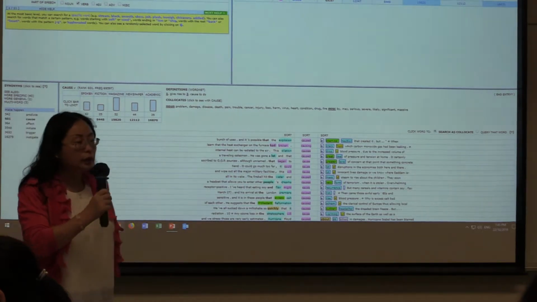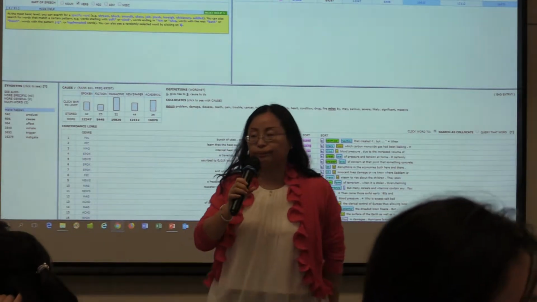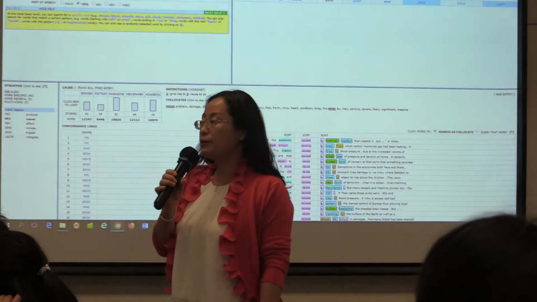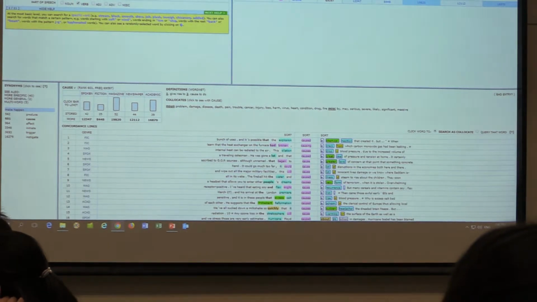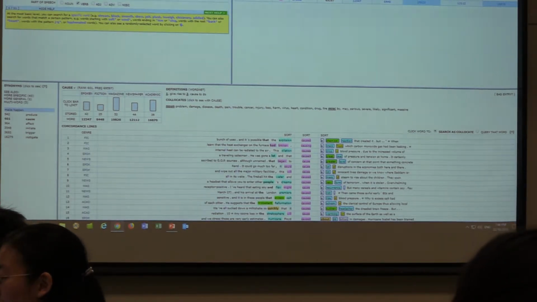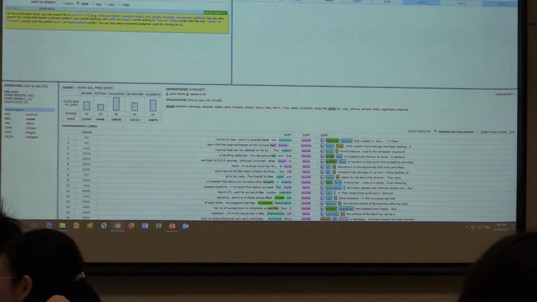Okay. So is anyone who can tell me the difference between "lead to" and "cause"? Semantic difference, meaning difference. It doesn't matter, it doesn't have to be right, so just share with me your observation.